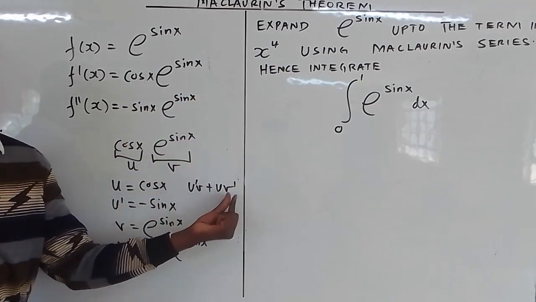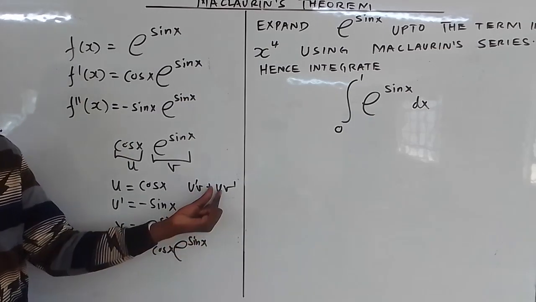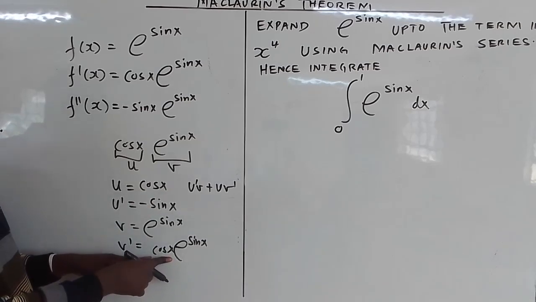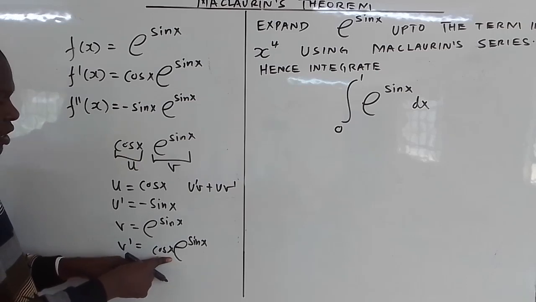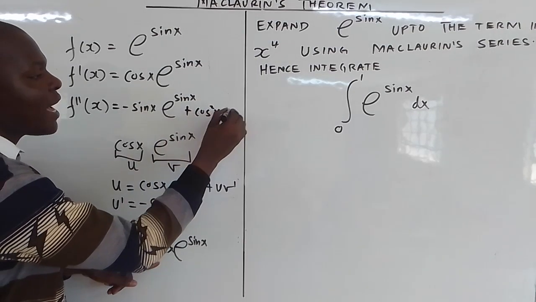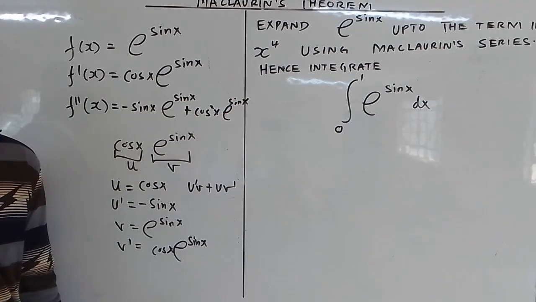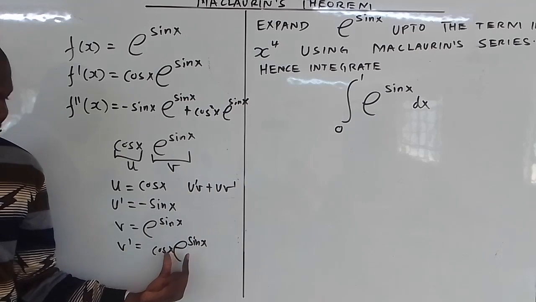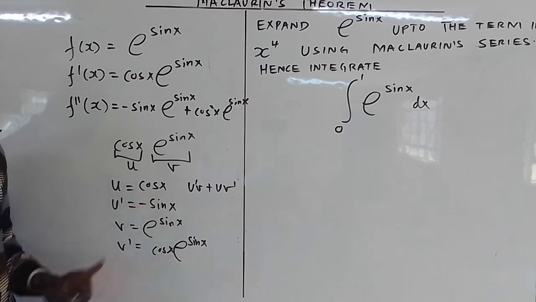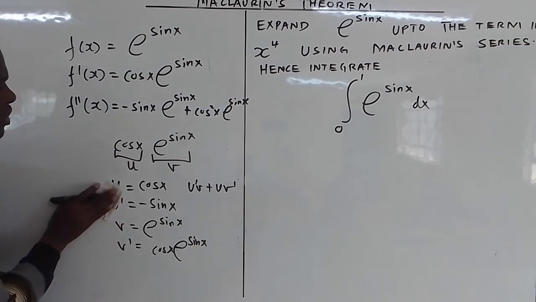Then it is plus u v prime. It doesn't matter what you start with, whether you start with this or this. So what is u v prime? Cos x times cos x exponential sine x. Cos x times cos x is cos squared, so it is plus cos squared x exponential sine x. So you get cos squared x exponential sine x. You are done with that.